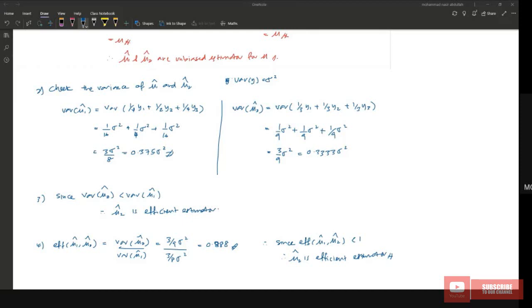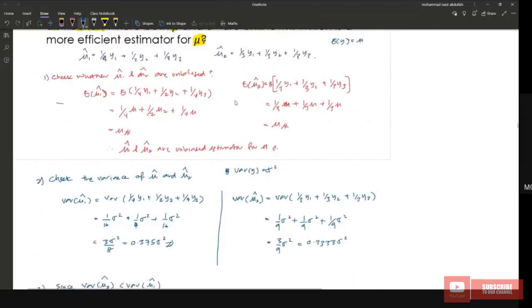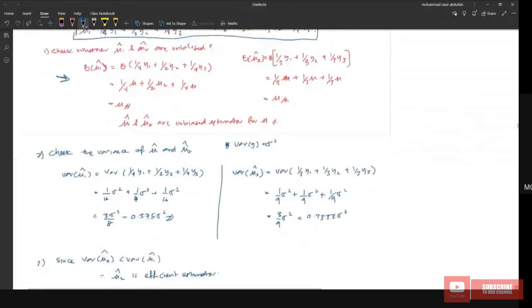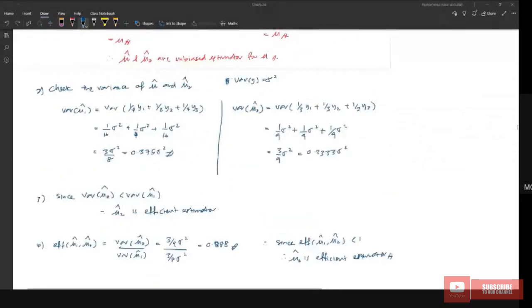Why does mu1 hat use 1 over 4? You are talking about from step number 1, right? So this is the estimator that I did not write earlier. This is the estimator that we are going to test. So the estimator mu1 hat is 1 over 4 y1 plus 1 over 2 y2 plus 1 over 4 y3. And mu2 hat is 1 over 3 y1 plus 1 over 3 y2 plus 1 over 3 y3. Right. Did I answer your question? Yeah, any other questions? You understand?